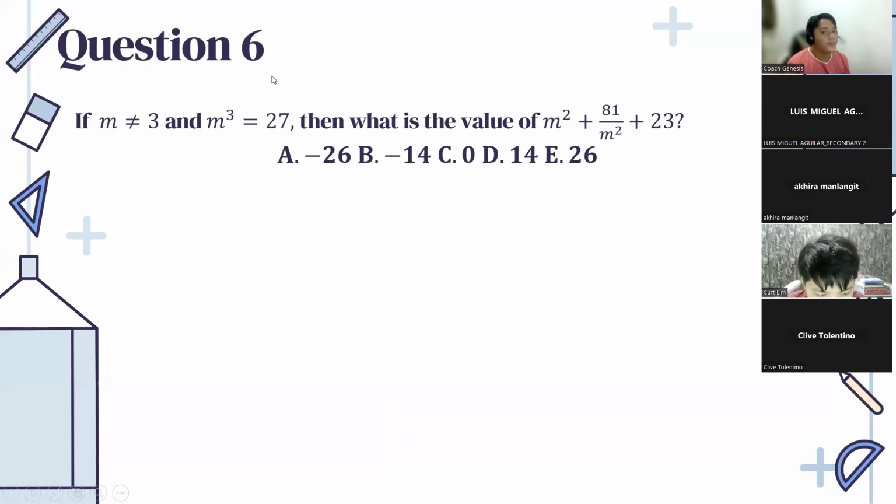6. If m is not equal to 3 and m cubed is equal to 27, then what is the value of m squared plus 81 over m squared plus 23? Okay. You might be confused. Why is it not a single value? When you try to substitute 3, then it automatically becomes 27. So how do we get other values for m here?